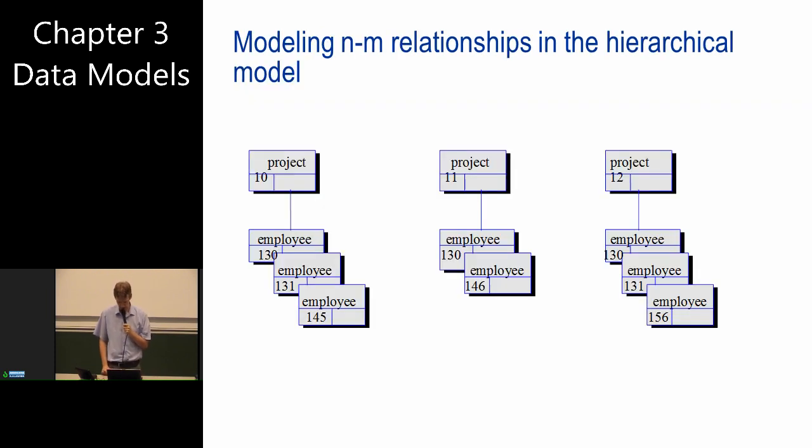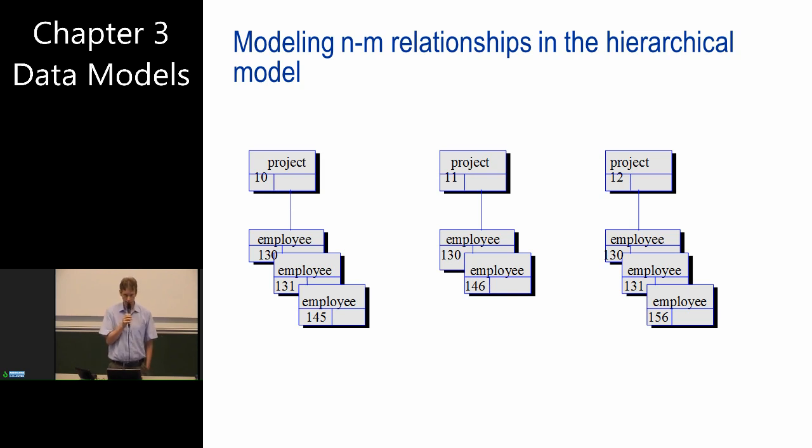Okay, here you can see an example. A project can be done by 0 to n employees, let's say, and an employee can work on 0 to n projects. So we have a many-to-many relationship type between project and employee. The way we could solve it in the hierarchical model is by assigning one of those record types as the parent and the other one as the child. So we make project the parent and employee the child.